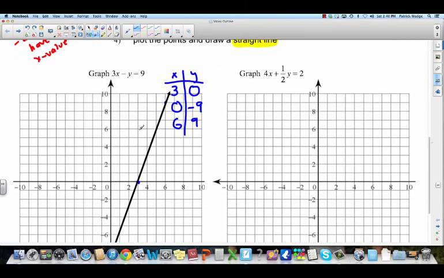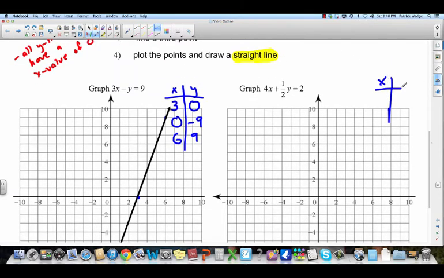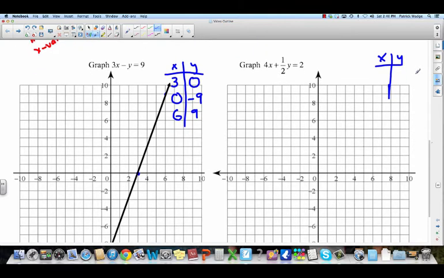Okay, let's try another one. So again, what we're going to do is make a little table of values. First of all, we'll put 0 in for y, because we want to get the x-intercept. Well, if I put 0 in here, this is gone, because 1/2 times 0 is nothing. So I'm just left with 4x equals 2. How do I solve that? I divide by 4 and divide by 4. That means x equals 2 over 4. If you put that in lowest terms, 1/2. So one point is 1/2, comma 0.